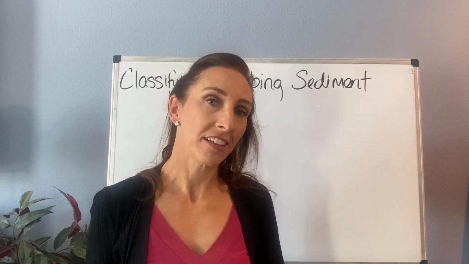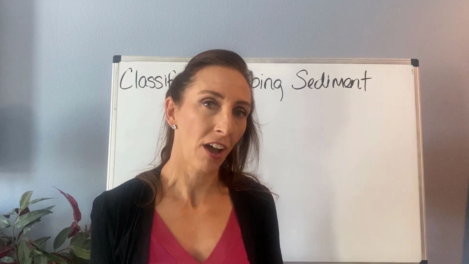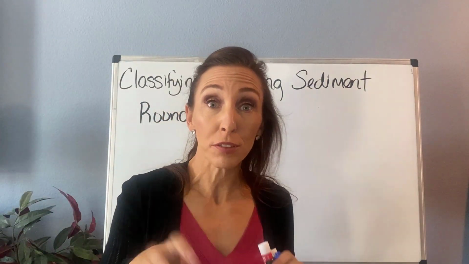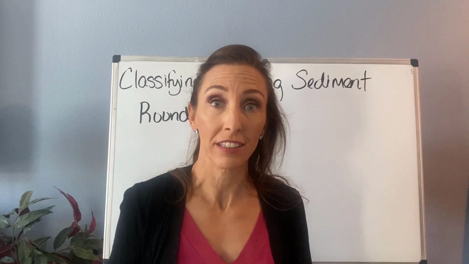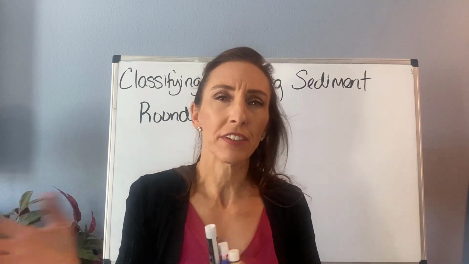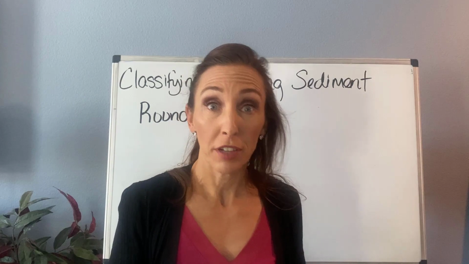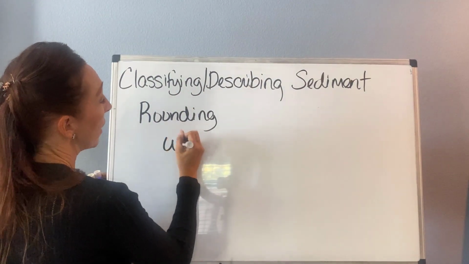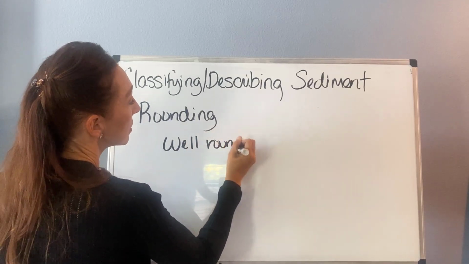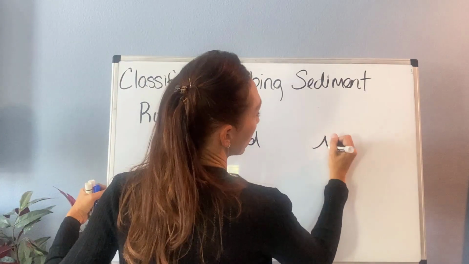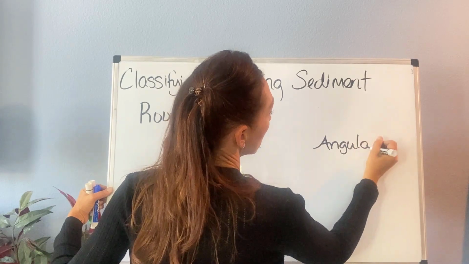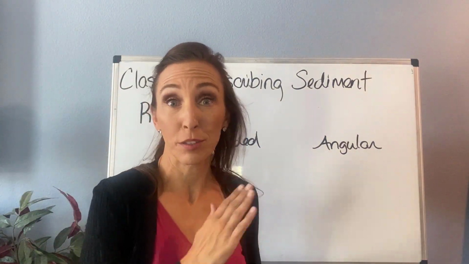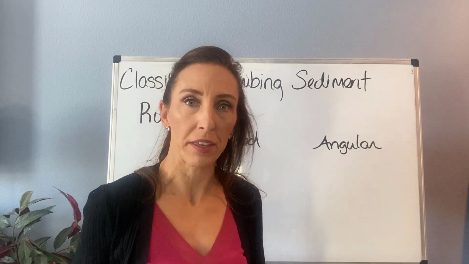So the next way that we classify or describe sediment is going to be based off of rounding. This just describes how smooth or rounded the individual grains are. There's lots of different variations of how we describe this, but I'm just going to use the 2 end members. We would call this well-rounded or angular. And then we have moderately well-rounded and rounded and all sorts of things in between. But for our purposes, we'll just describe the end members.